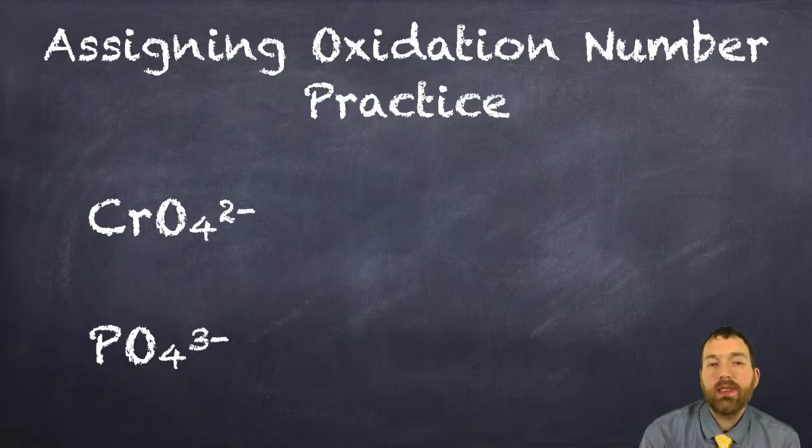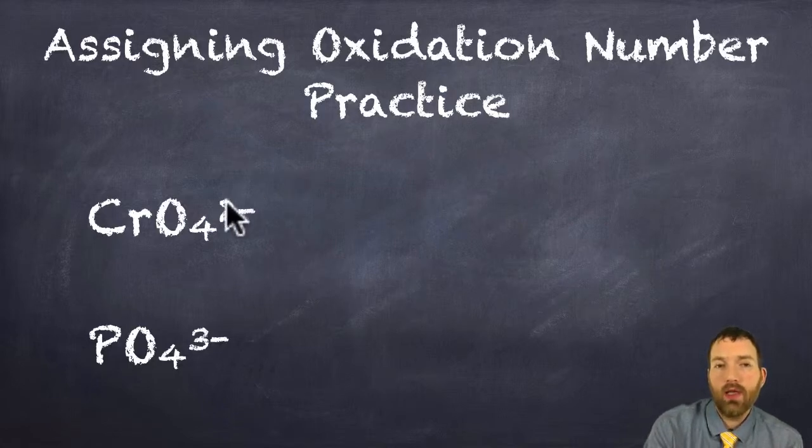Okay, so what these things have in common is they're both polyatomic ions. So remember, the sum of the oxidation numbers when you're done needs to equal the charge. And the charges are given for you, of course, because these are polyatomic ions. They wouldn't be here if they weren't. Okay, so let's do this first one.